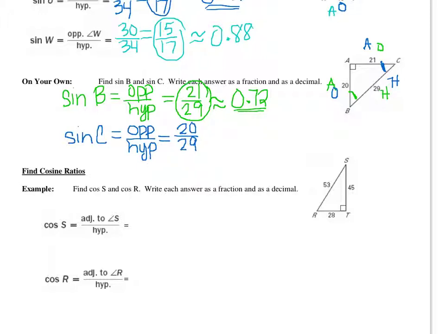20 over 29 does not reduce, so this is my fraction form for the sine of C. And if you put it in your calculator and reduce it, you find that that's about 69 hundredths. So there's your decimal form.